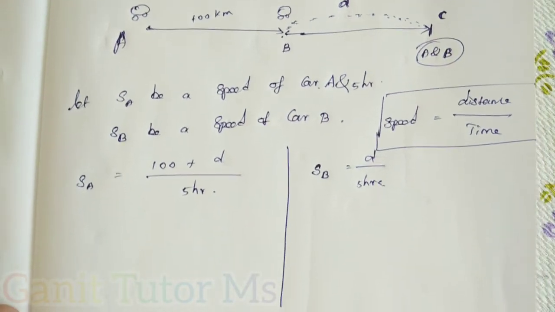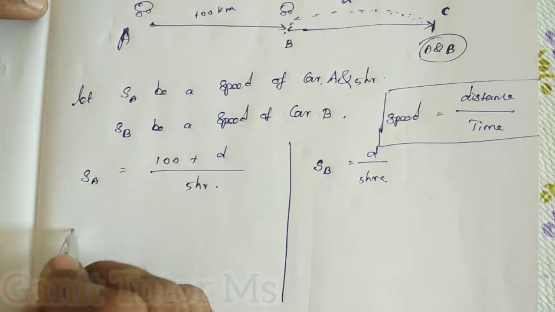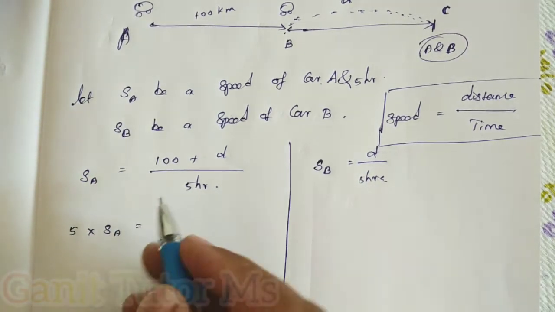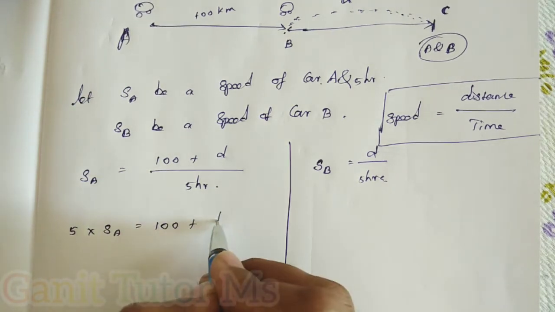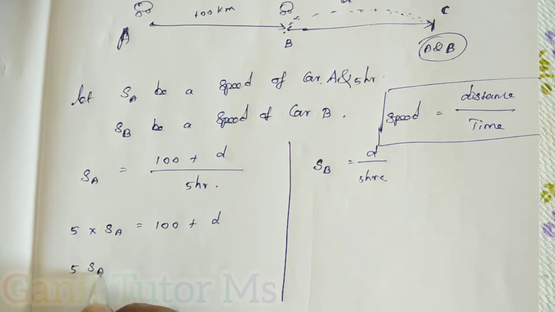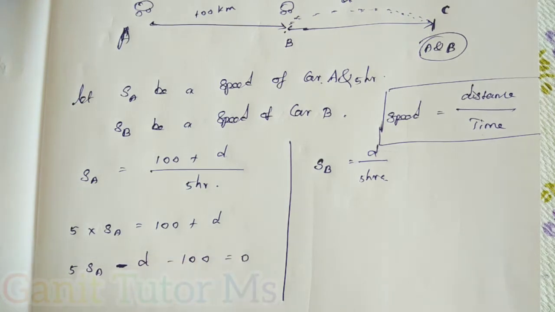Now you can simplify into the general form. Very easy one. I am doing cross multiplication: 5 into SA is equal to 100 plus D. Next step, 5 times SA is equal to 5 times SB. So 5SA minus D minus 100 equals 0.